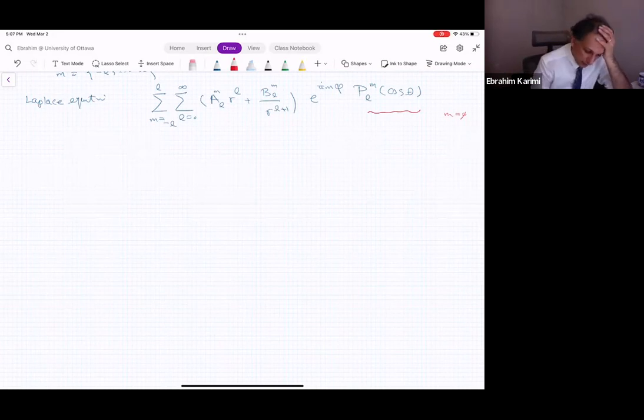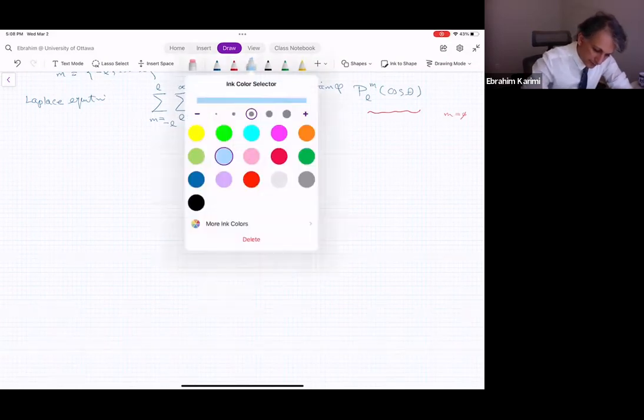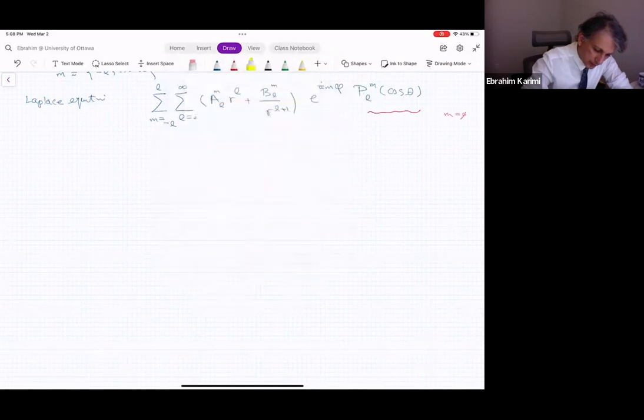There is something new here as well, which we have to be very careful about and handle properly. This part, let's go with another color. This part only depends on r, right? It depends on the radial distance. What about this part?